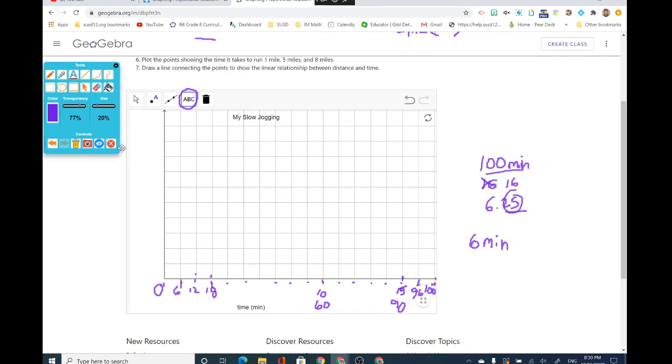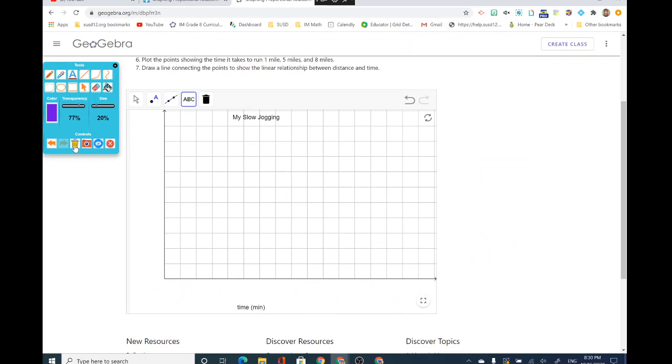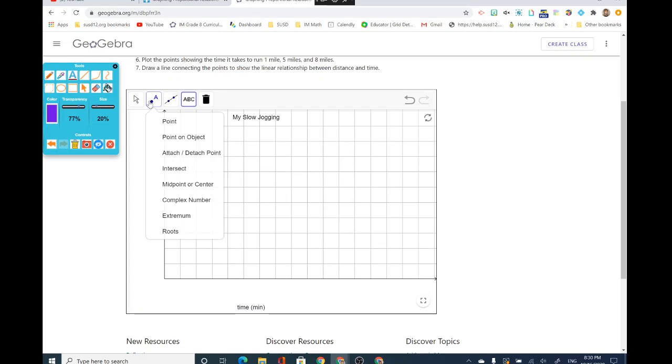Anyway, so here's what we need to do. Let me get rid of all that mark. Use the text tool. So on the GeoGebra tools here, click this text tool again.